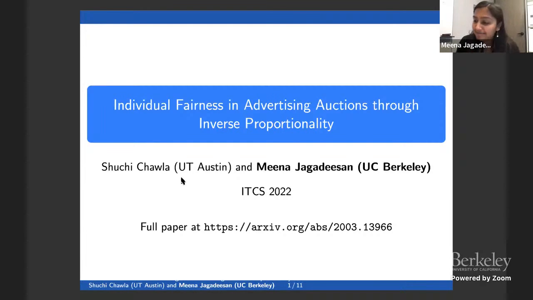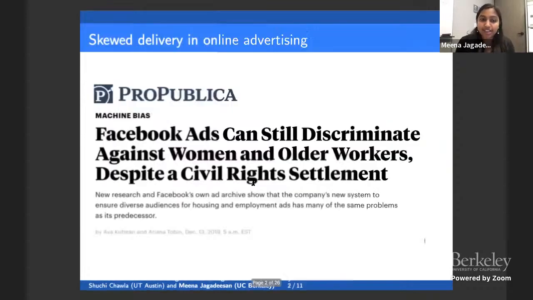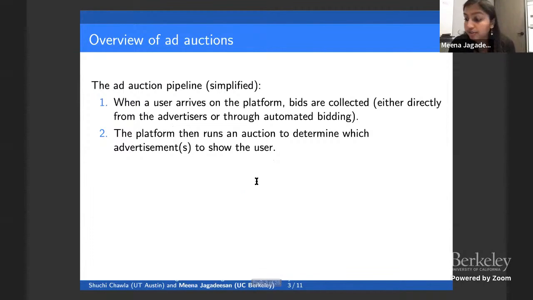Okay, so I'm going to talk about individual fairness in advertising auctions through inverse proportionality, and this is joint work with Shuchi Chawla. So there's been lots of evidence of skewed delivery in online advertising. People from different gender and racial groups can end up seeing differing amounts of ads in sensitive categories like housing and employment. Before I dive into how these sources of unfairness can occur, I'm going to give a very simplified overview of ad auctions.